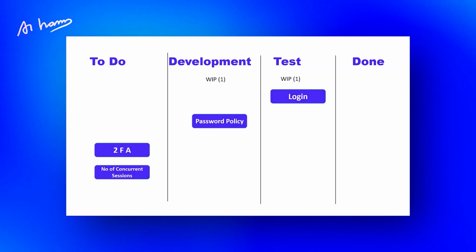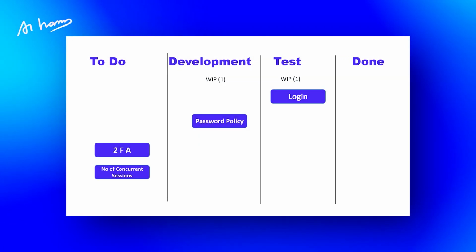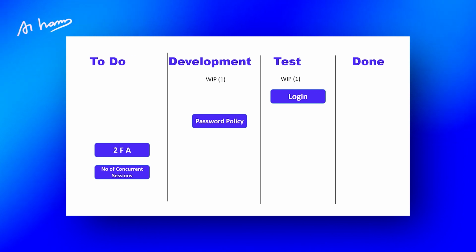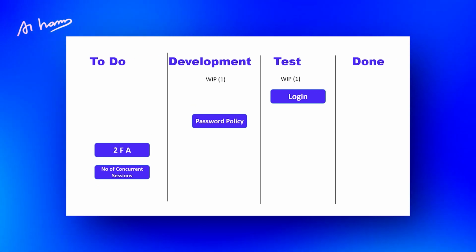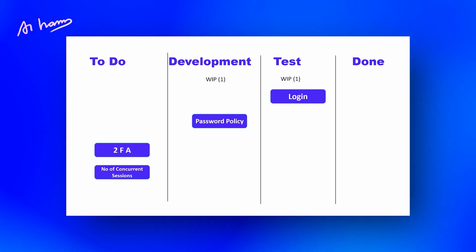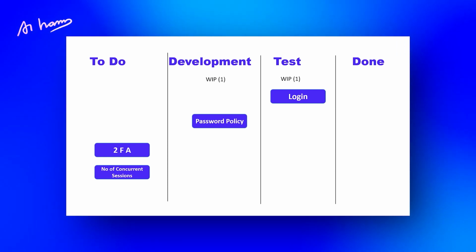Let's say we had 2 developers working. We could have pulled the 2-factor authentication, provided there's no dependency between the password policy and 2-factor authentication. These are all small minor config developments, not a lot of custom development. So these are some examples, right?